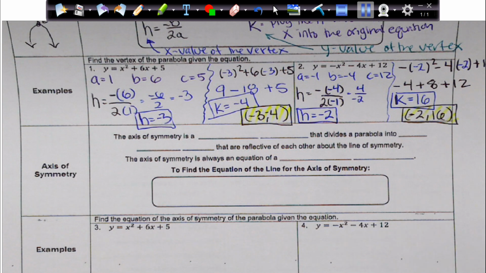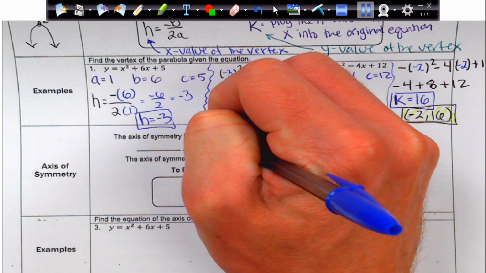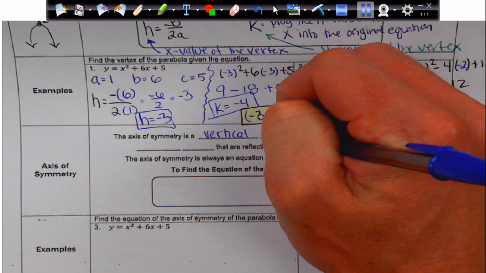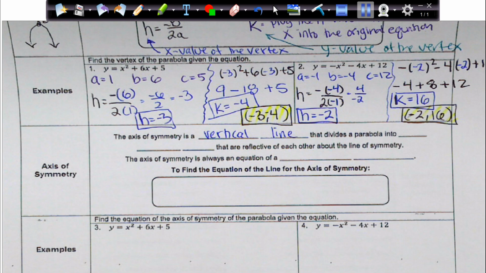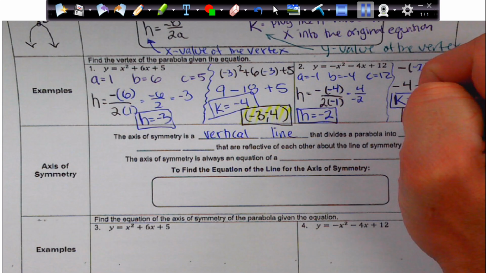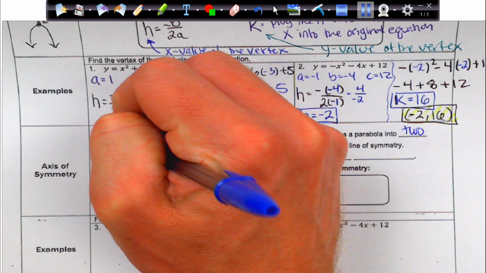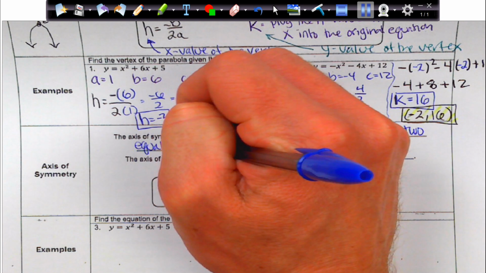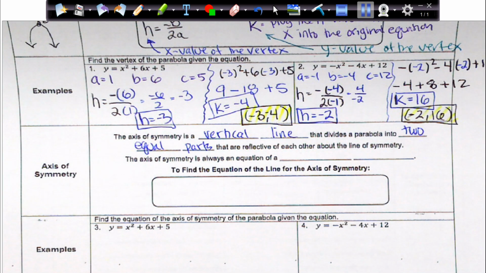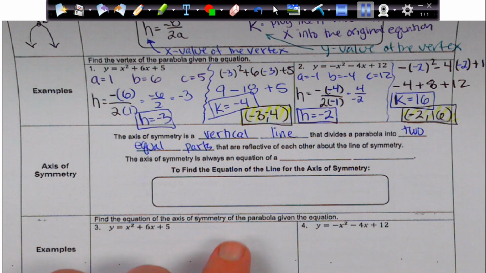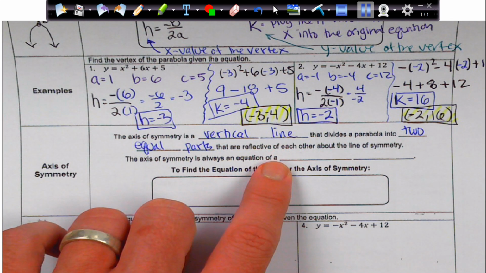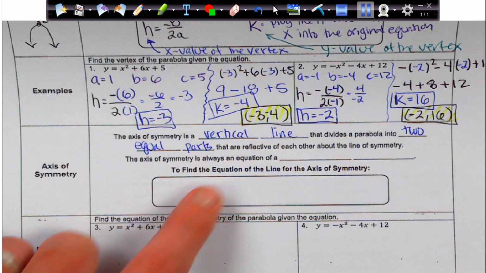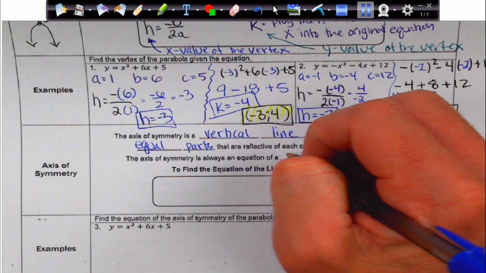Anyways, the axis of symmetry is a vertical line that divides a parabola into 2 equal parts that are reflective of each other about the line of symmetry. The axis of symmetry is an equation of a vertical line.